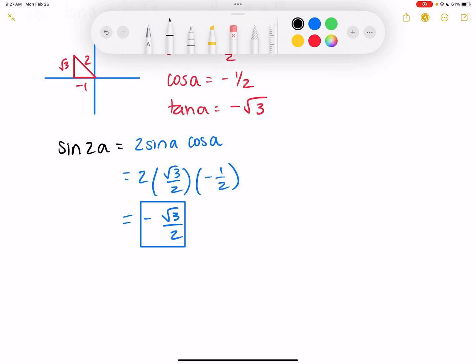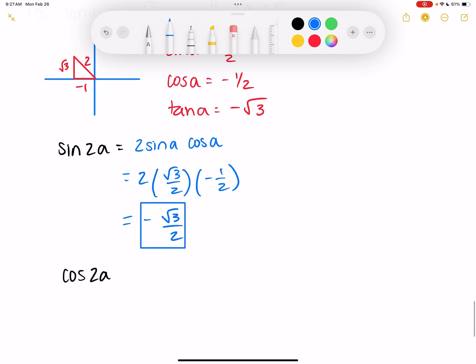All right, cosine of 2A has multiple formulas. Which one do y'all want to use? 1 minus 2 sine squared A. And just as a reminder, sine squared of A is equal to the sine of A squared. Okay, so when we're plugging stuff in.